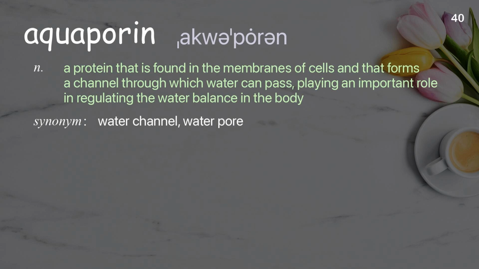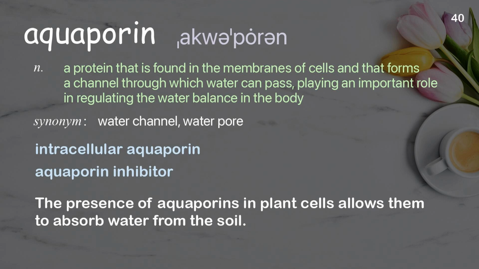Aquaporin. A protein that is found in the membranes of cells and that forms a channel through which water can pass, playing an important role in regulating the water balance in the body. Examples: intracellular aquaporin. Aquaporin inhibitor. The presence of aquaporins in plant cells allows them to absorb water from the soil.